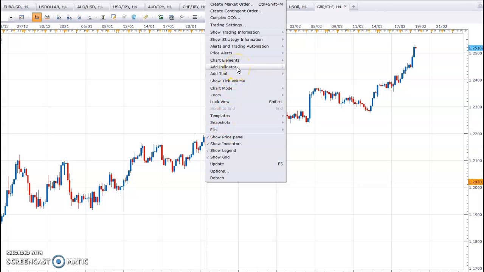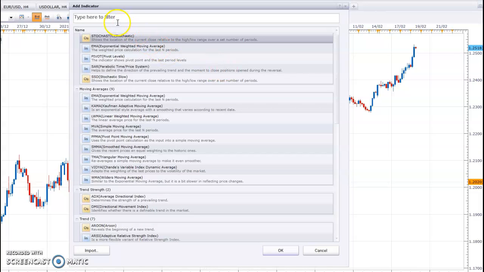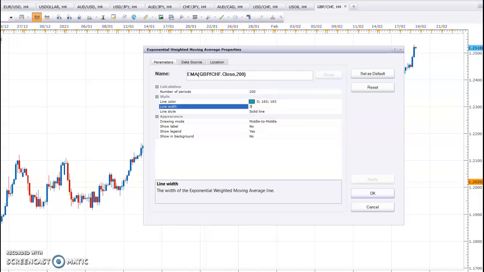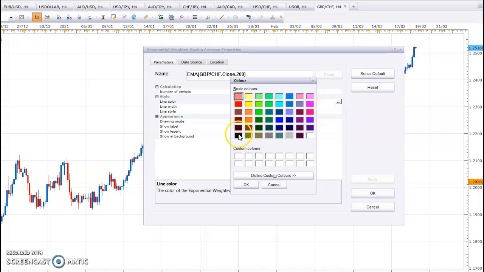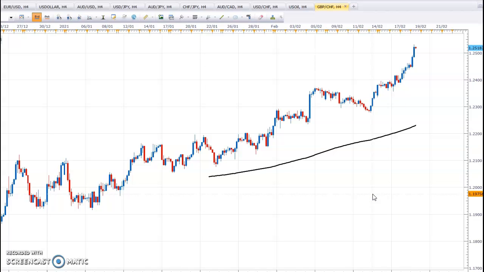Okay, so let's do that. Now we're using FXCM, but it doesn't really matter what you use, as long as you've got a decent chart package. The first one we're going to put in is the 200 moving average. I like quite a bold line, and I like it in black. Choose whatever colour you like, it's your preference. So there we have it, the 200-day moving average.